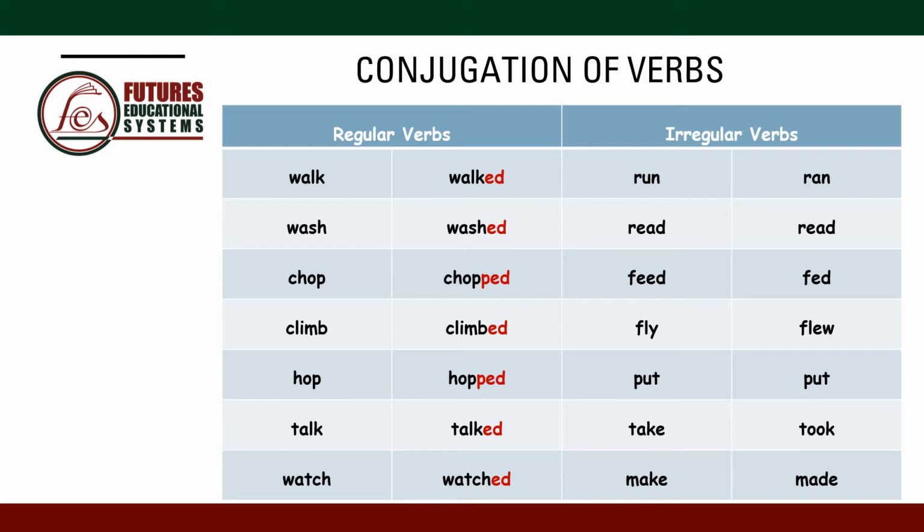If we come to the irregular verbs, they do not follow any rule and they either completely change or they remain as they are. Run, ran. Read, read. Although it has the same spelling, it has a different pronunciation. Feed, fed. Fly, flew. Put, put. No change. That's why it does not follow the rule and it's considered one of the irregular verbs. Take, took, and make, made.